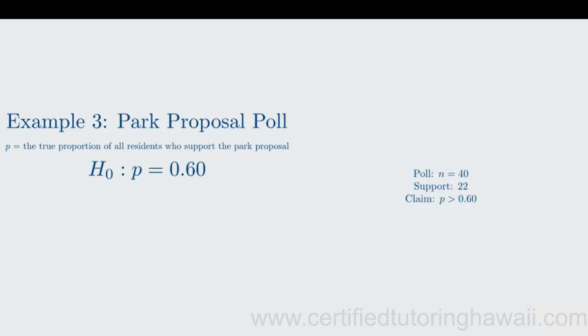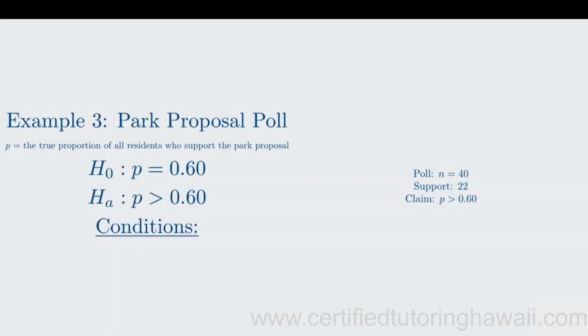Now let's establish the hypotheses. The claim being tested is the politician's statement. The politician claims the support is more than 60%, but often in research, we test the claim itself. If we want to see if the politician is correct, our alternative would be... Now we must be very careful with the conditions here.